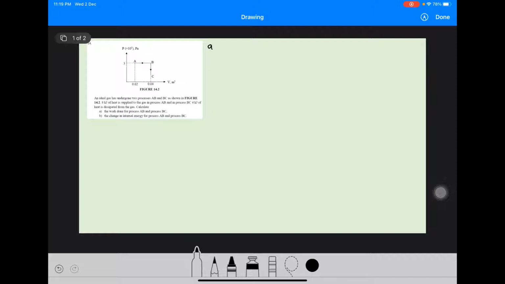If you want to find the work done for process AB, you know that process AB has a constant pressure. So for a constant pressure, you can calculate work, which equals P delta V. V here represents V final minus V initial, so it will be VB minus VA.